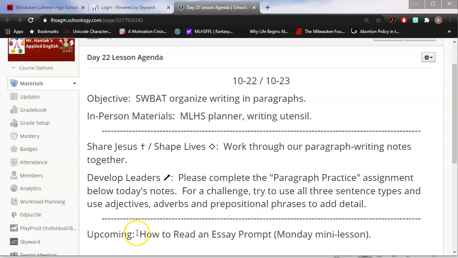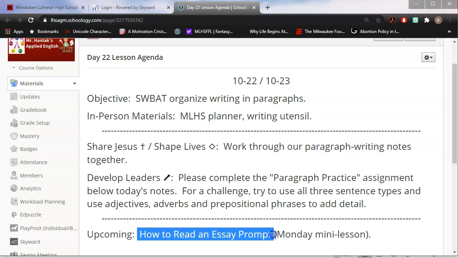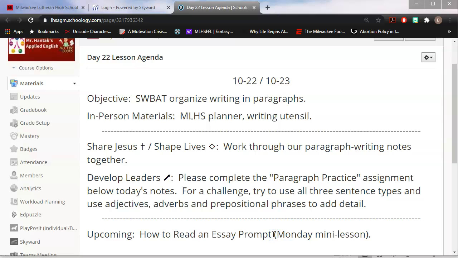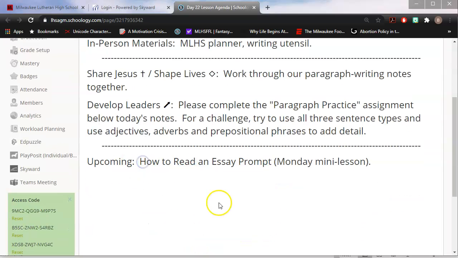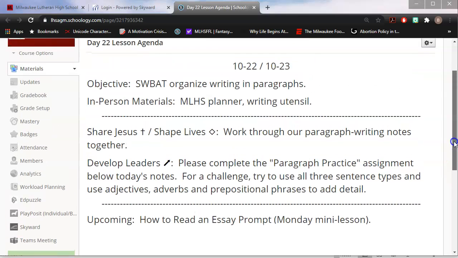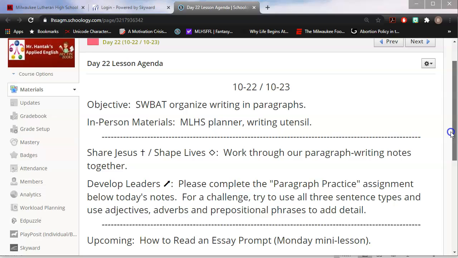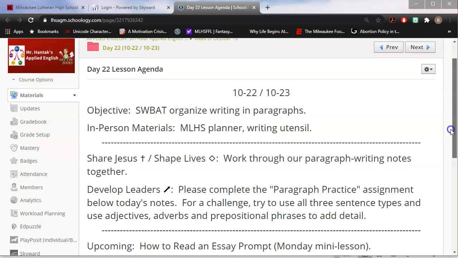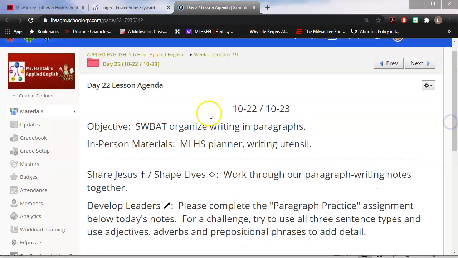You guys should know in our next lesson, our objective is going to be learning how to read an essay prompt. Really, the only lesson we'll need on paragraphing is this one, because it's not all that difficult to master. What's tougher is taking paragraphs and assembling them into essays. So we'll start the essay writing process next week. We'll spend really the next 3 weeks working on essay writing to make sure you're comfortable with writing your own essays. Let's look at paragraph writing notes.